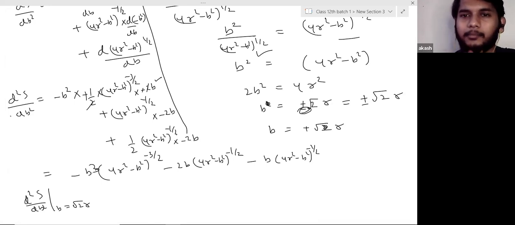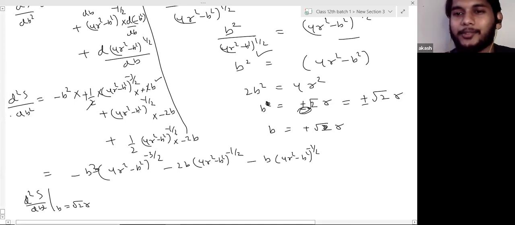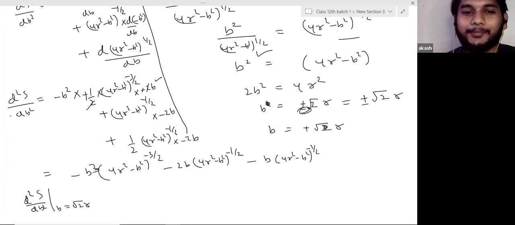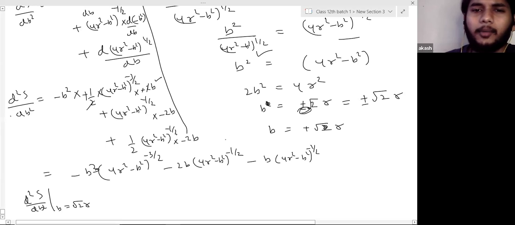So if I miss something, just tell me. I have many wires going around on the screen. All right, let's put the value of b equals to root 2r and see. You can take something common from this also.